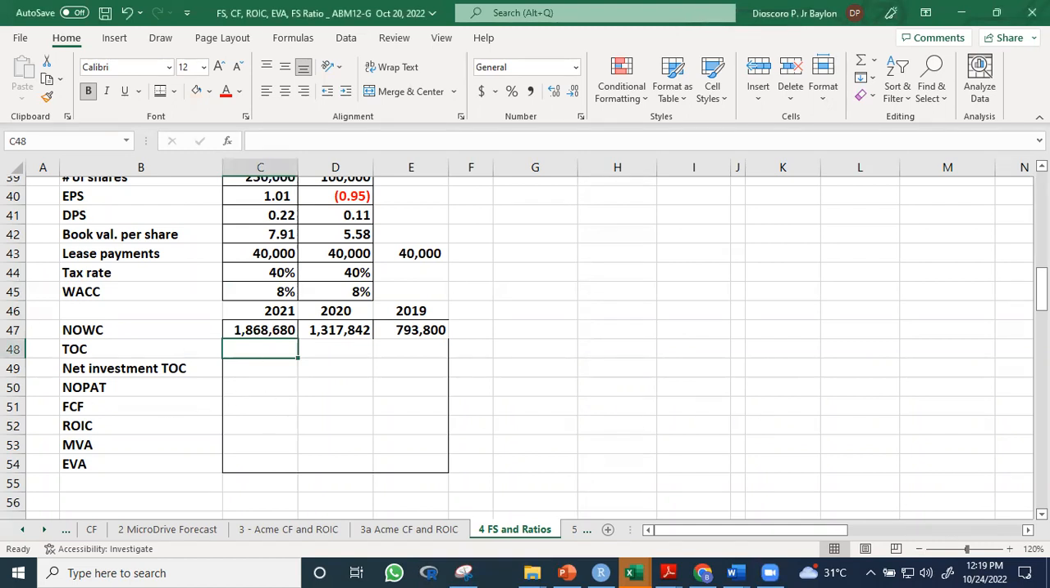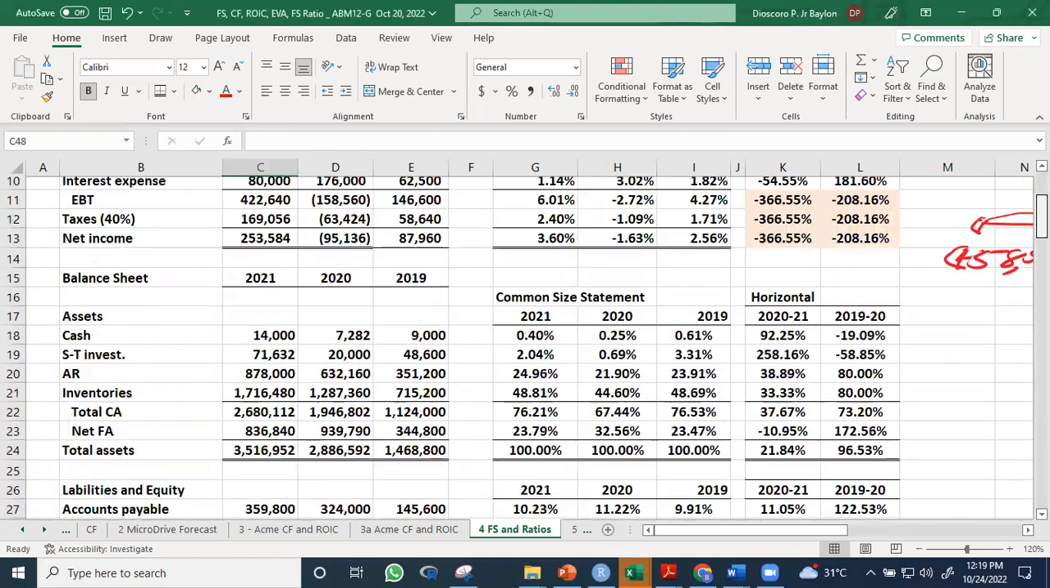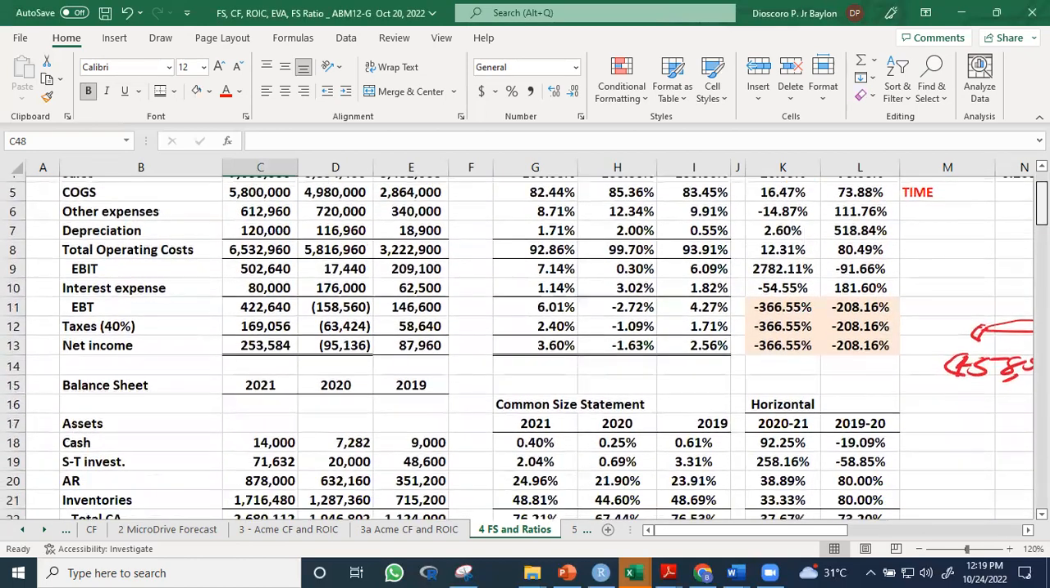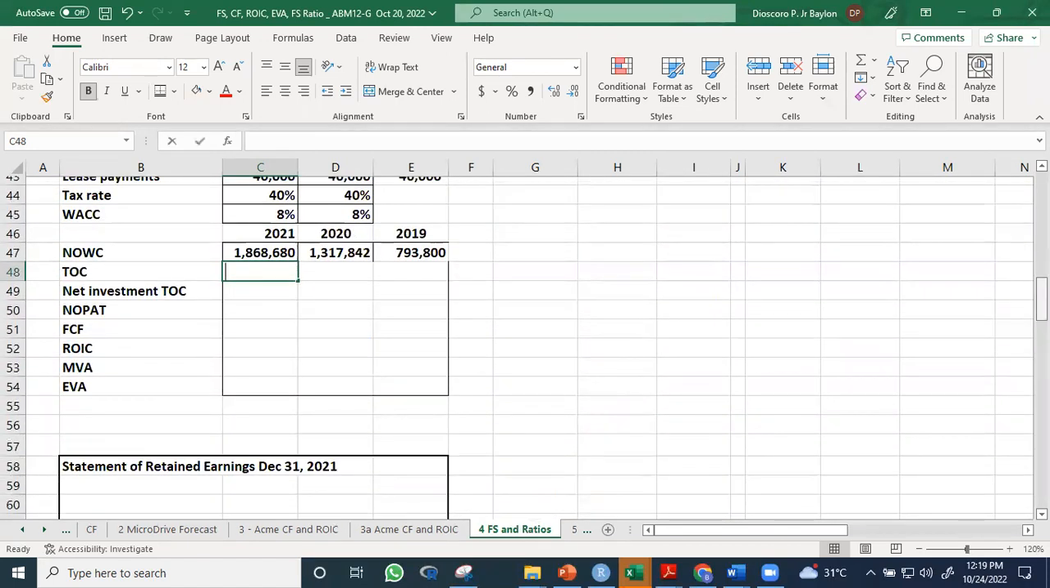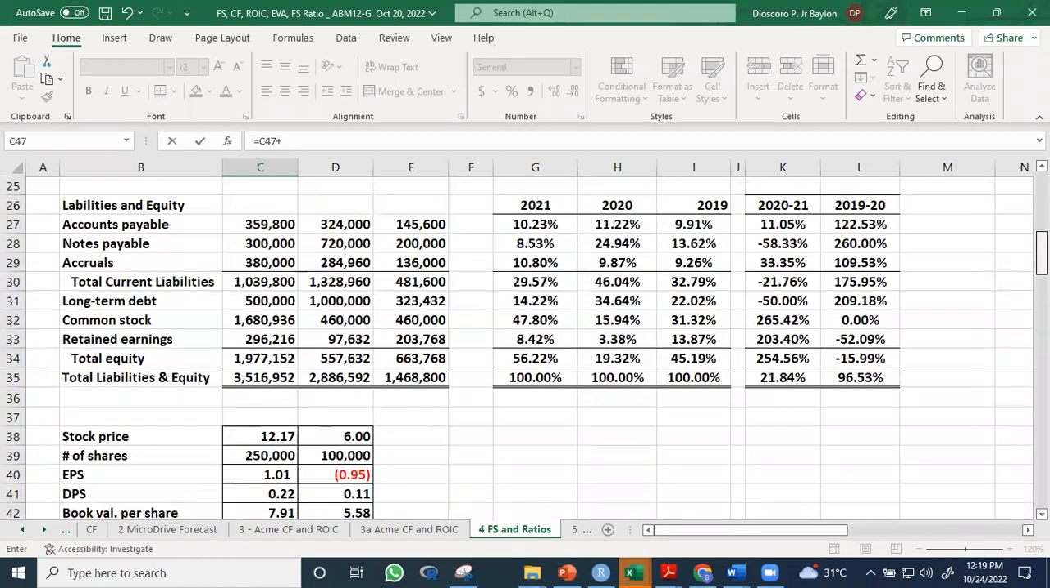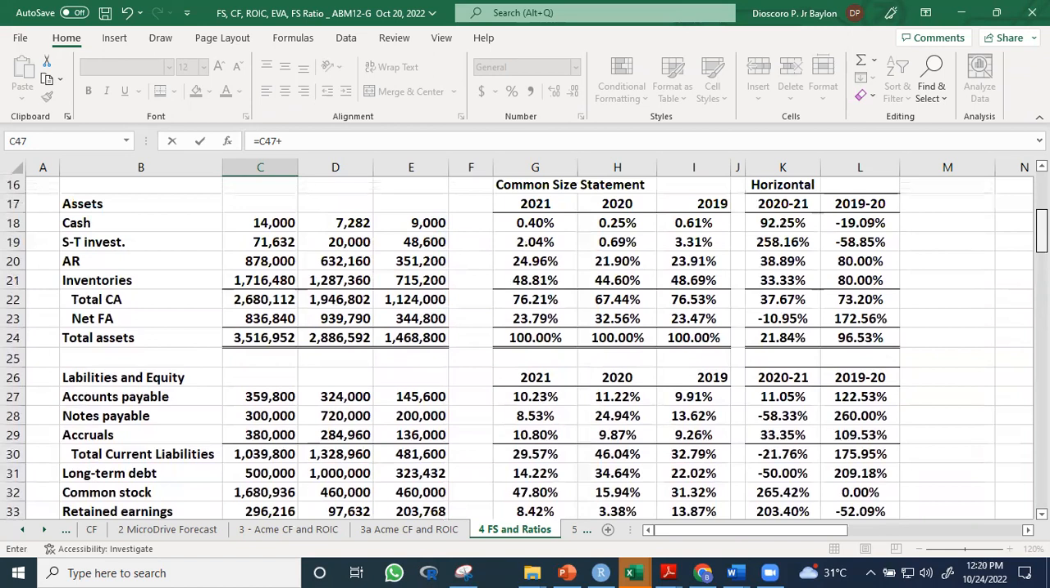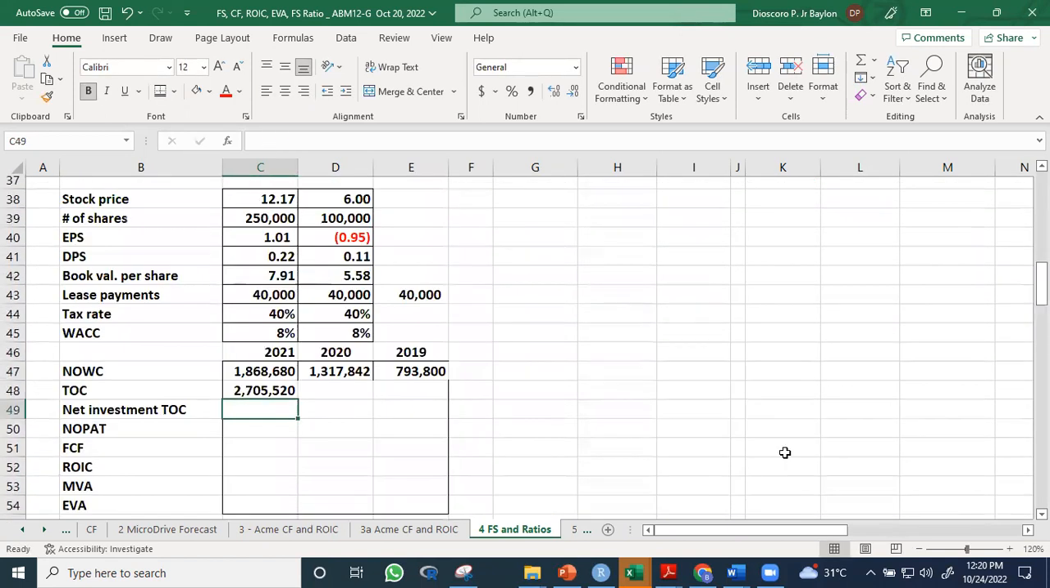All right, let's go now to TOC, total operating capital. Based on our formula, ano yung total operating capital, class? NOWC, net operating working capital plus ano? Plus, anong formula natin? Net fixed assets, di ba? Hindi yung total fixed assets. So, ang binigay sa atin dito, net fixed assets, we can copy this. Pag binigay yung gross, dapat ang kukunin natin yung net fixed assets.